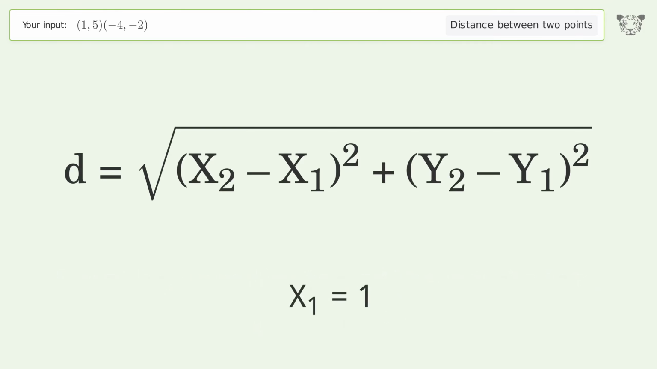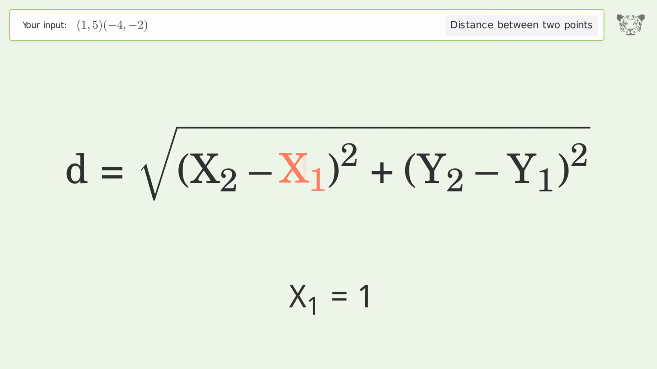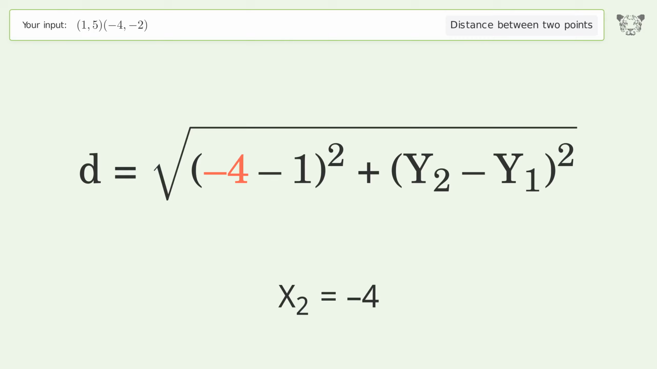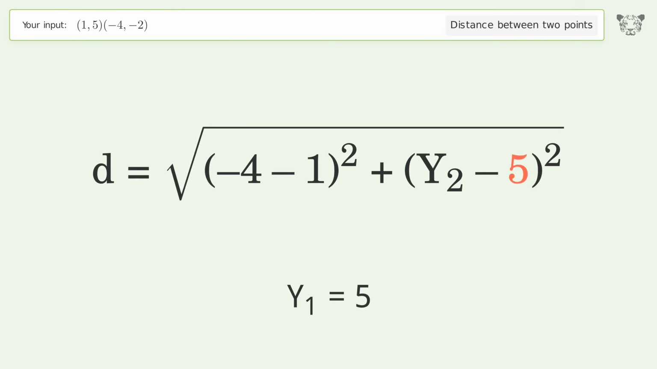x1 equals 1. x2 equals -4. y1 equals 5. y2 equals -2.